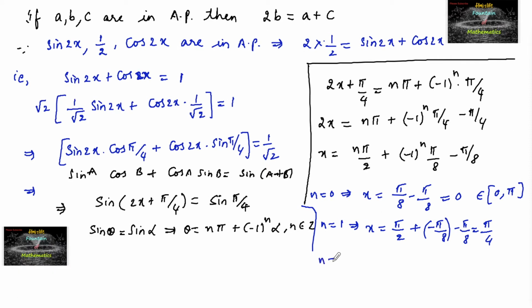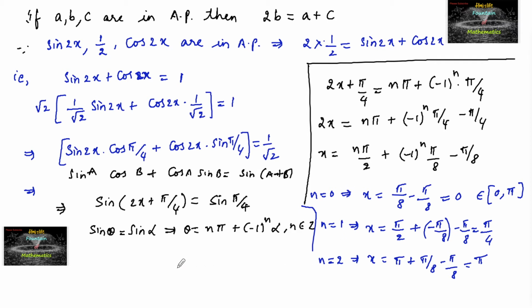And now for n is equal to 2, we get x is equal to 2 into pi by 2, that is pi, plus of minus 1 whole power 1, that is plus pi by 8, minus pi by 8, which equals pi. So pi also belongs to 0 to pi. If I consider n is equal to 3, pi by 2 plus minus 1 minus pi by 8, and again minus pi by 8, which will be more than pi. So these are the two solutions we are getting.